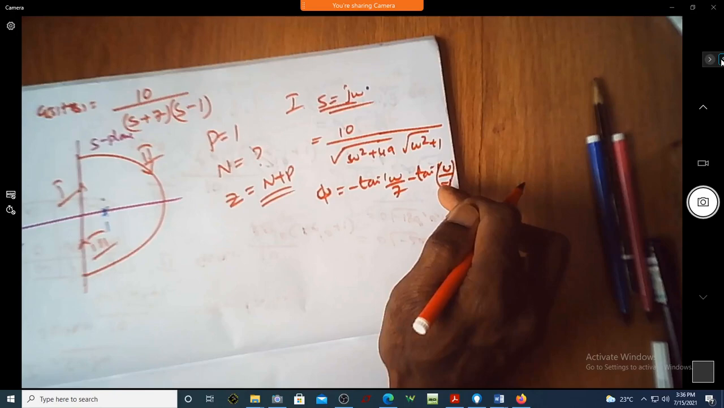If you miss out this, suppose if you substitute in your calculator simply minus of tan inverse of omega minus 1, you'll get totally a different angle, which will not give a proper Nyquist contour in GH plane. Yes, sir. Okay, we'll do that.